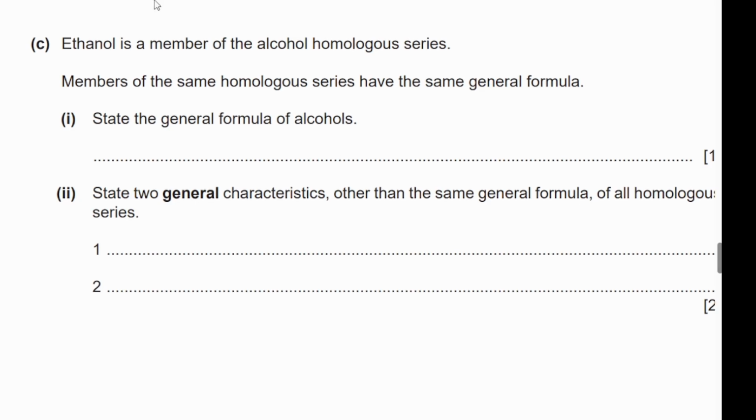C. Ethanol is a member of the alcohol homologous series. State the general formula of alcohols. CnH2n+1OH.